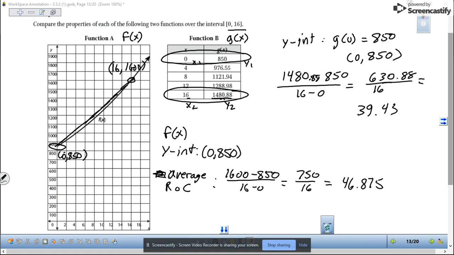What does that tell us? The average rate of change, right? Even though their initial values are the same, the average rate of change for f of x is greater than the average rate of change for g of x, which means that function a, the f of x function, is increasing at a faster rate. Okay? All right, we're going to move on.